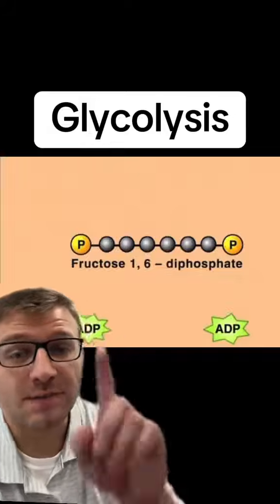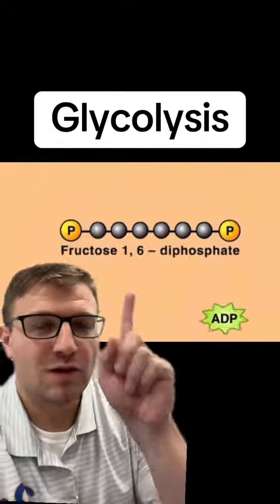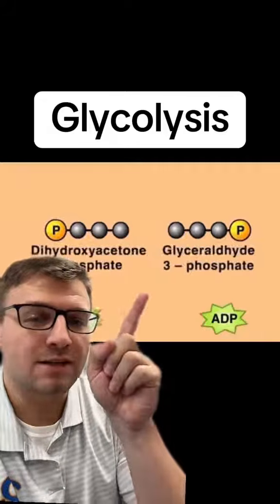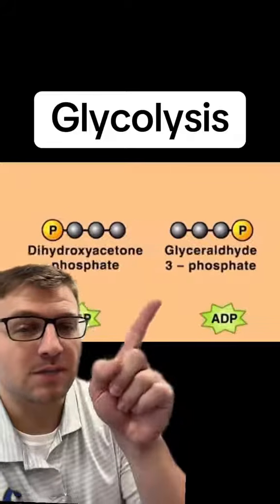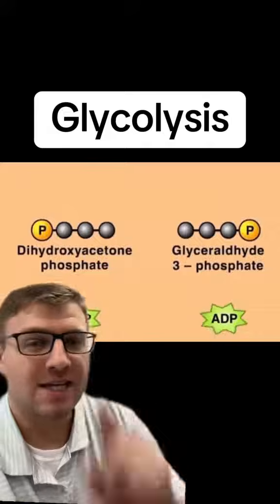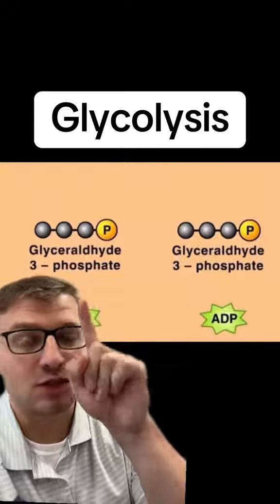The first part of glycolysis is the energy investment step, where we have to use up 2 ATP to phosphorylate glucose. The glucose then becomes fructose 1,6-bisphosphate. Fructose 1,6-bisphosphate will break down into 3 carbon molecules. One of these molecules is known as G3P and the other is known as DHAP. Now DHAP will be converted into a G3P.